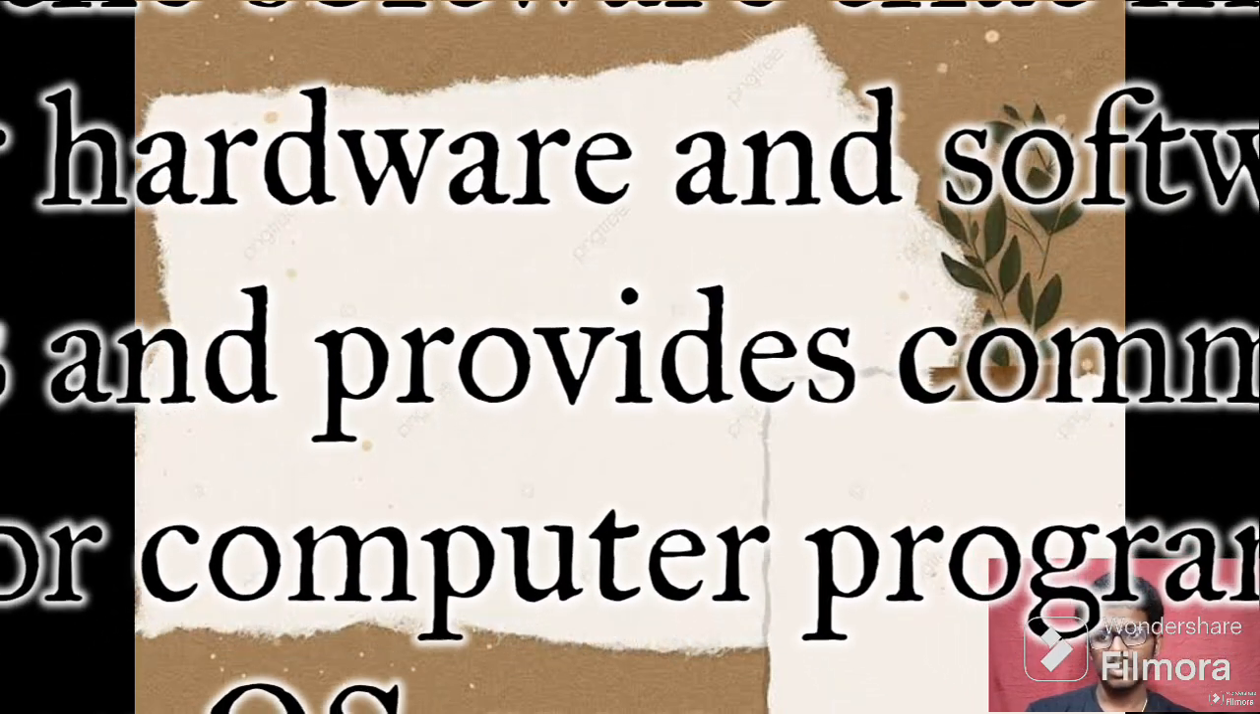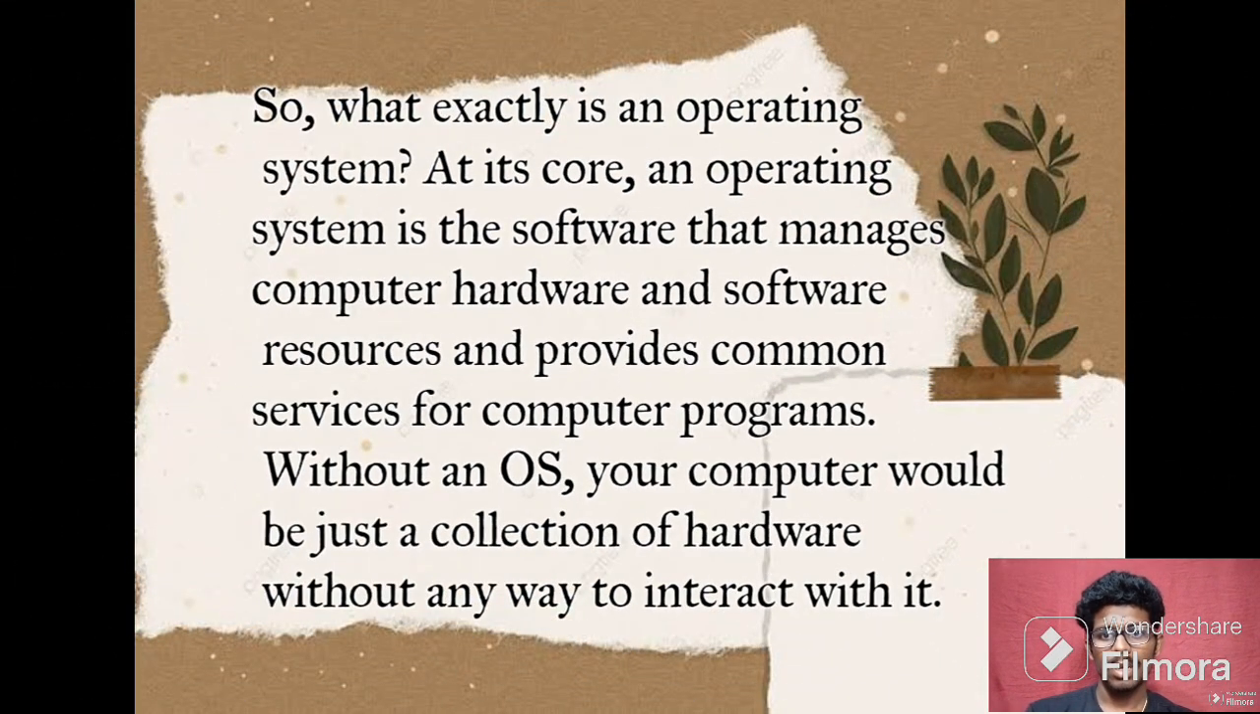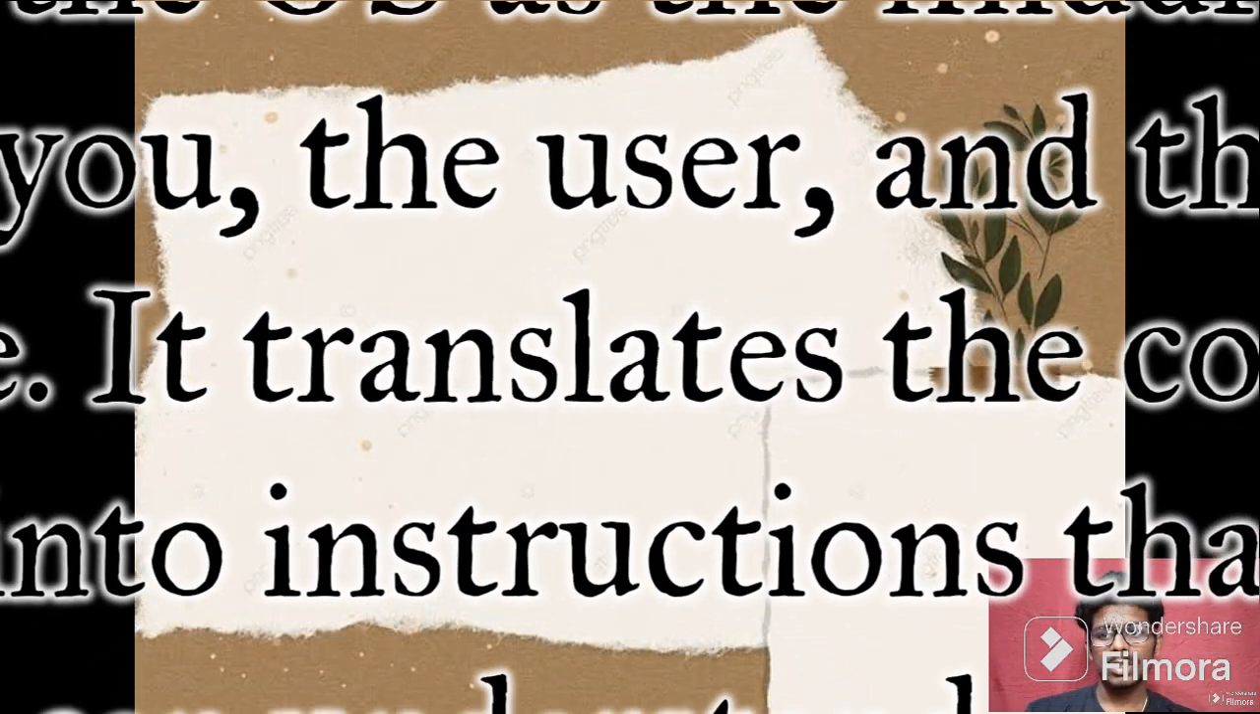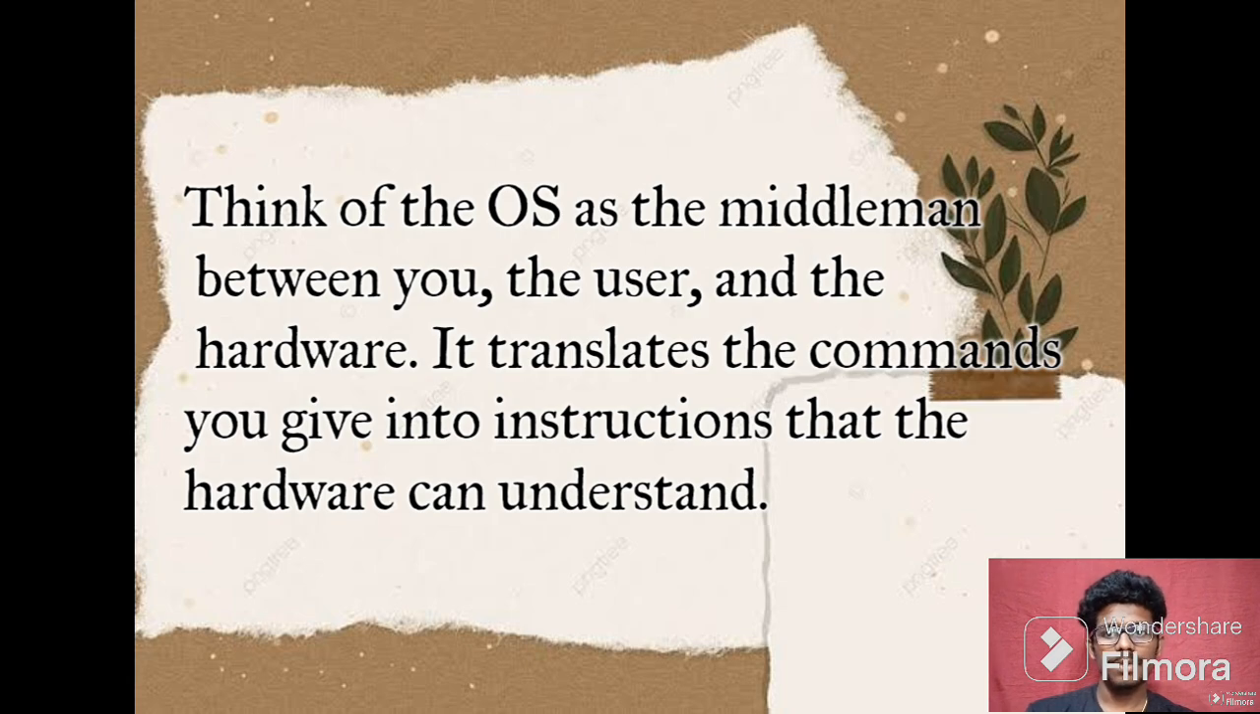What is an operating system? So what exactly is an operating system? At its core, an operating system is the software that manages computer hardware and software resources and provides common services for computer programs. Without an OS, your computer would be just a collection of hardware without any way to interact with it. Think of the OS as the middleman between you, the user, and the hardware. It translates the commands you give into instructions that the hardware can understand.